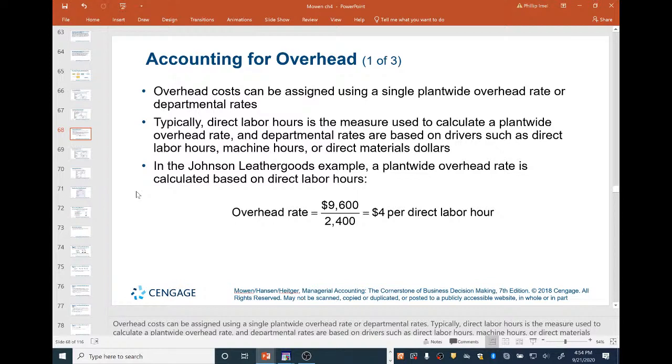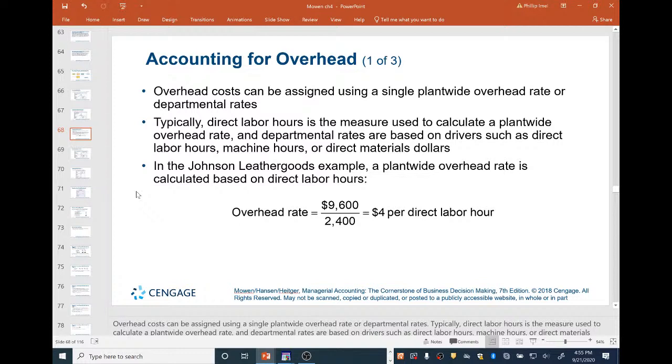Okay, so accounting for overhead. Overhead costs can be assigned using a single plant-wide overhead rate or departmental rates. We've already established that as well. We've seen both instances prior in this lecture. Typically, direct labor hours is the measure used to calculate a plant-wide overhead rate, and departmental rates are based on drivers such as direct labor hours, machine hours, or direct material dollars.